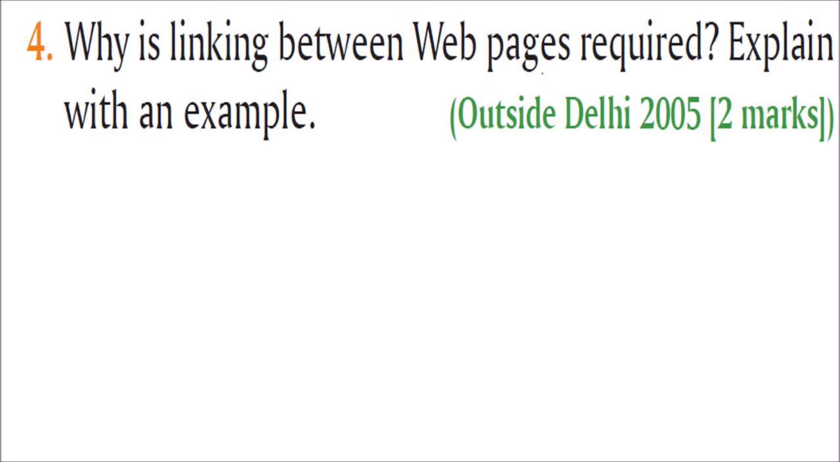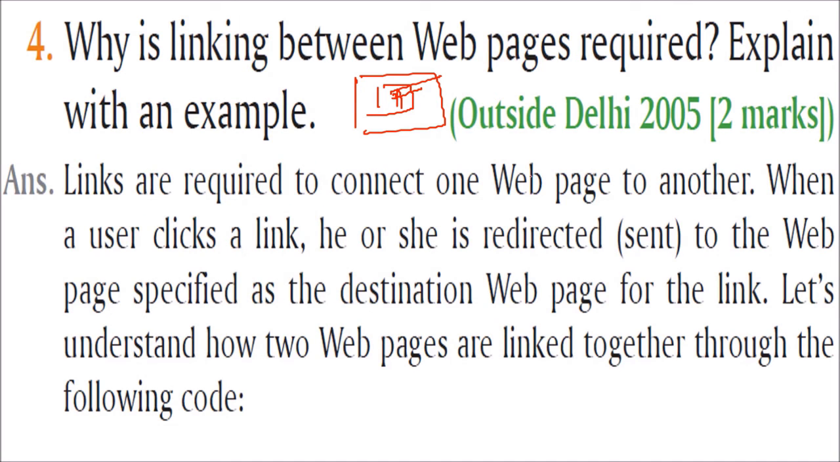Why is linking between web pages required? Explain with an example. See, you know that a web page is nothing but, in web servers, a folder is there. So we may have 1 web page, 100 web pages, 1000 web pages. How to link these web pages? Means how to relate those. This is only possible with the linking, hyperlinking. So links are required to connect one page to another. When a user clicks a link, he or she may be redirected to the web page specified by the destination web page for the link.